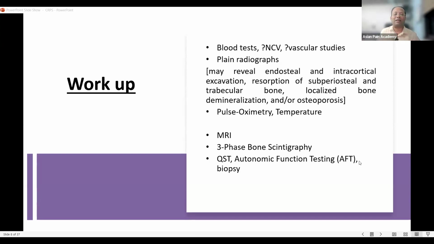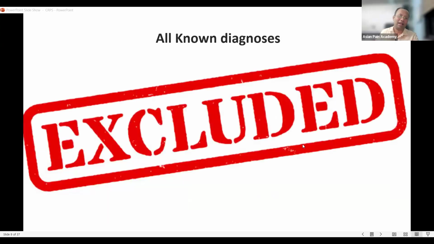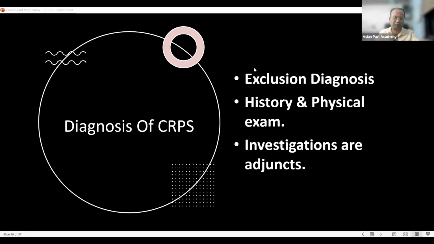Autonomic function testing, like how much sweating is going on, whether it is less or more compared with the opposite side. Biopsy, lastly, which biopsy? Skin biopsy. You can do a skin biopsy if there is a change in the findings, in the density of nerve fibers. So ultimately our aim is to first exclude the other differential diagnoses and find some indirect evidence of the diagnosis of CRPS. Same thing, exclusion. This is an exclusion diagnosis.